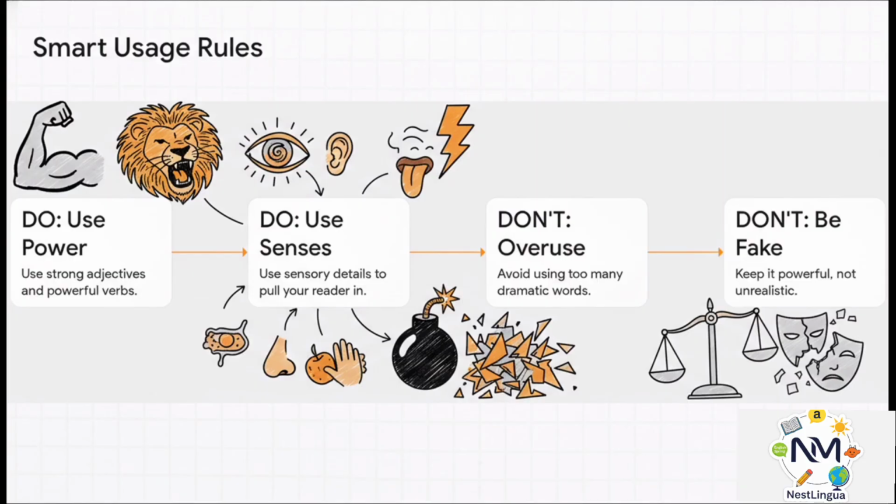Do use strong adjectives and powerful verbs. And do use sensory details. Talk about what you can see, hear, or feel. It really pulls the reader in. Now, for the don'ts, and these are important, don't overuse it. If every other word is dramatic, it just starts to sound silly. And please, don't make it sound fake. The goal here is to be powerful, not totally over the top.